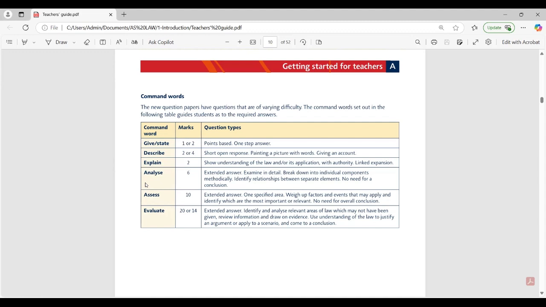So the conclusion is required only if the question starts with the command word evaluate. So whenever you get evaluate, you have to reach a conclusion and also give an extended answer. You have to identify and analyze the relevant areas of law which may not have been given and review information and draw on evidence. So this basically you get for 20 markers as in the last question, or even for 14 markers, you can get questions starting with the word evaluate, where you are expected to arrive at a conclusion.